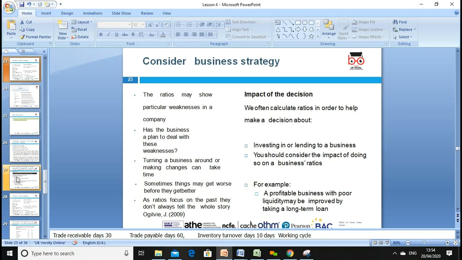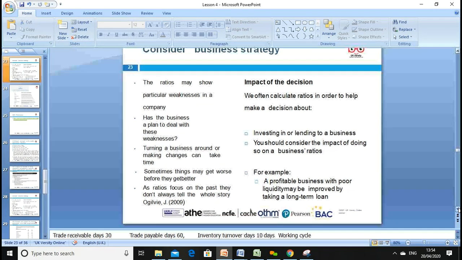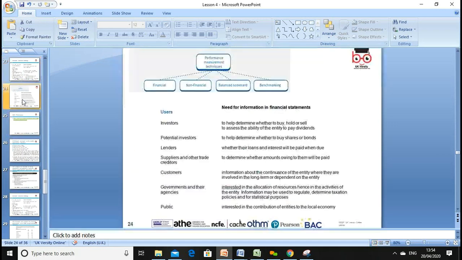Turning a business around and making changes can sometimes make things worse before they get better. The ratios focus on the past and don't always tell the story about the future. So consider the impact of the decision: we often use ratios when investing in or lending to businesses. You should consider the impact of doing so on a business's ratios. For example, a profitable business with poor liquidity may be improved by taking a long-term loan.